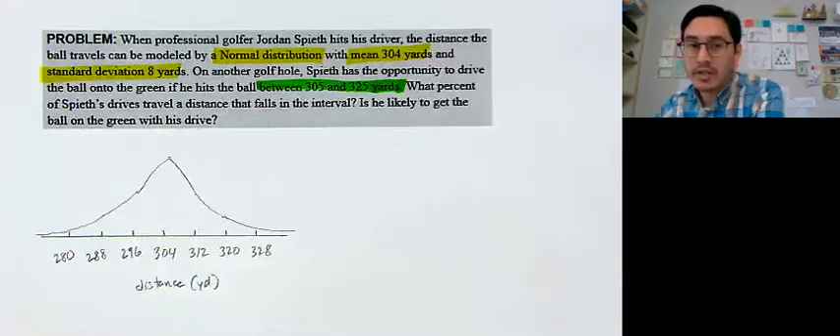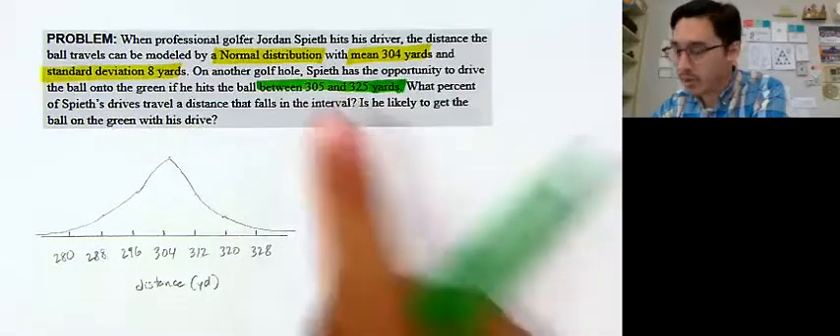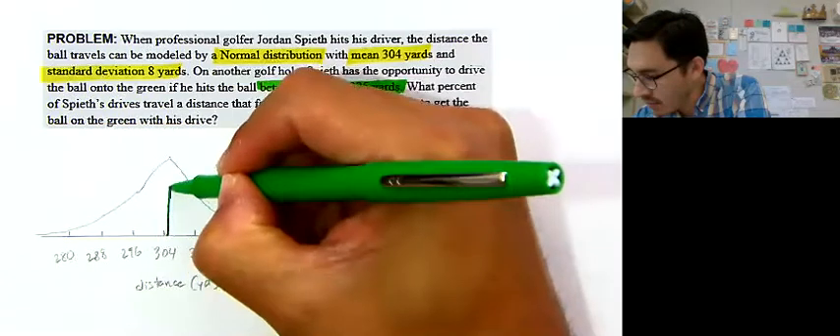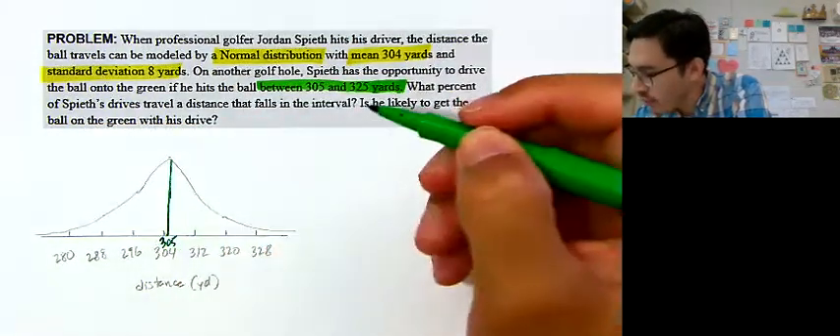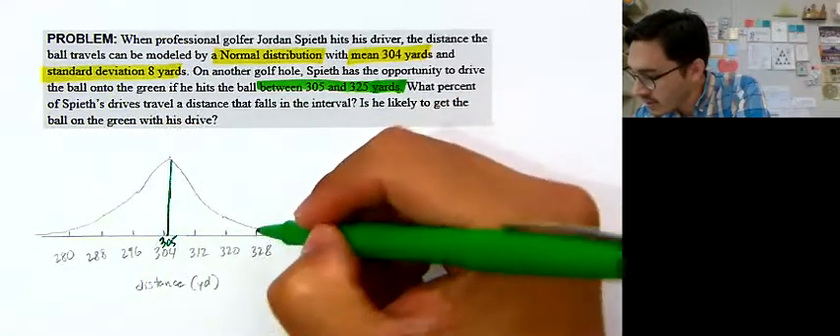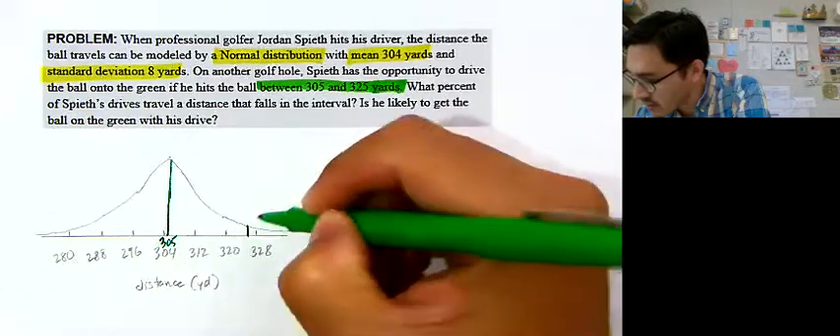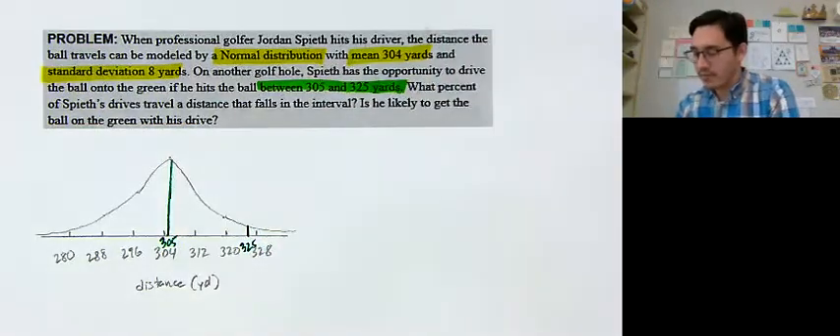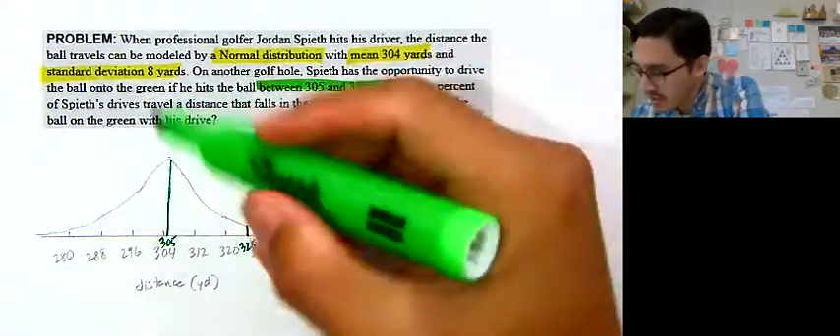Right, so the question is, what percent of his drives will travel between 305 and 325 yards? 305 is just a little bit bigger than the mean, and 325 is close to his max distance. So let's shade this.